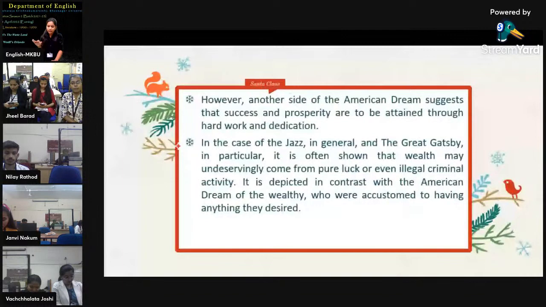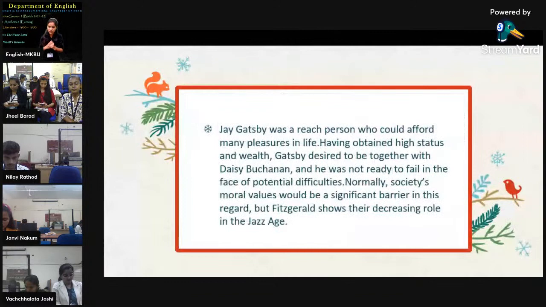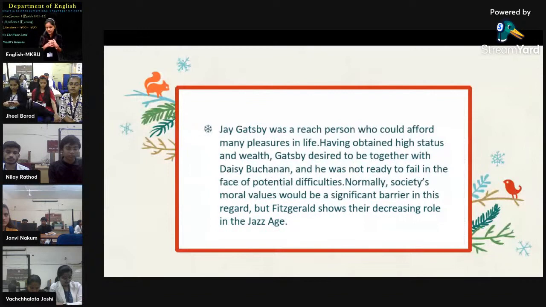Jay Gatsby was a rich person who could afford many pleasures in his life. Having obtained high status and wealth, Gatsby desired to be together with Daisy Buchanan, and he was not ready to fail in the face of potential difficulty. Normally, society's moral values would be a significant barrier in this regard, but Fitzgerald showed their decreasing role in the Jazz Age.